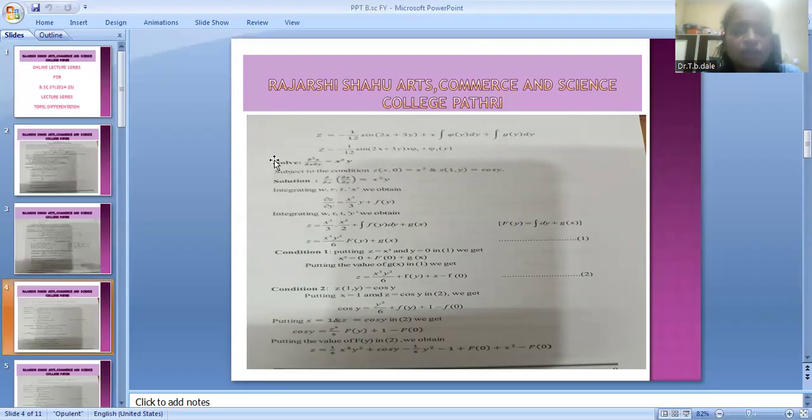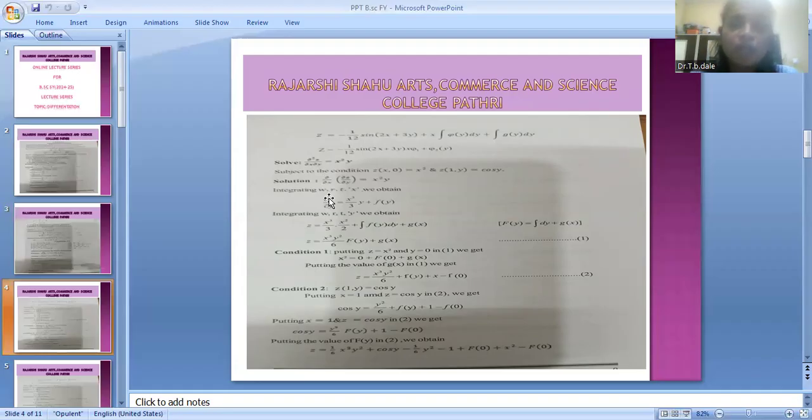Solving the second example, ∂²z/∂x∂y = x²y. Here z(x,0) = x² and z(1,y) = cos y. In the solution form, ∂/∂x(∂z/∂y) = x²y.